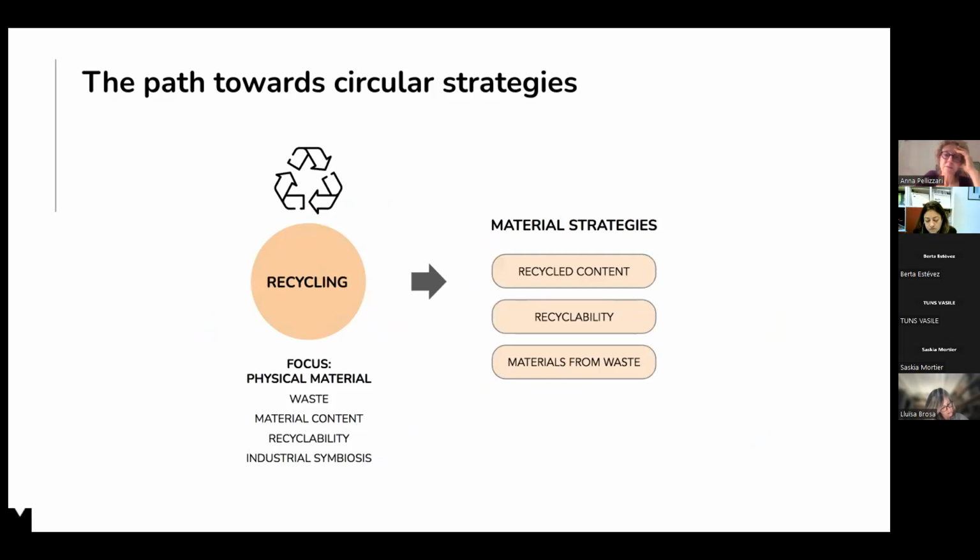More in focus, recycling. The material strategies, clearly, that's pretty easy: we talk about recycled content, recyclability, and materials from waste. We will discuss more in depth in the next module both the idea of recycled content and the idea of recyclability, which are very different. And in the fourth module, that of materials from waste, where by waste we mean industrial waste, but also agricultural waste.